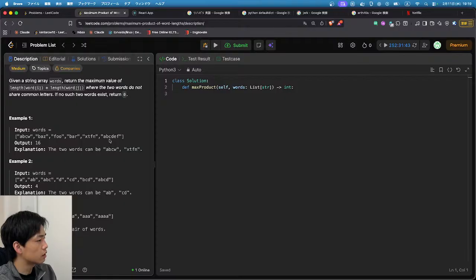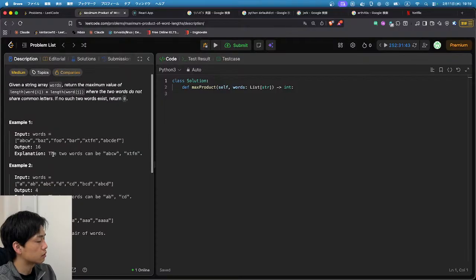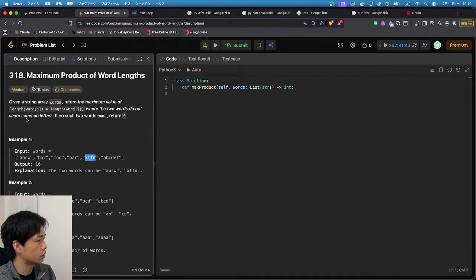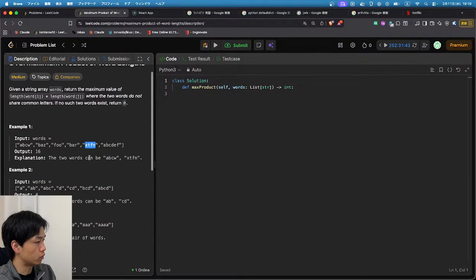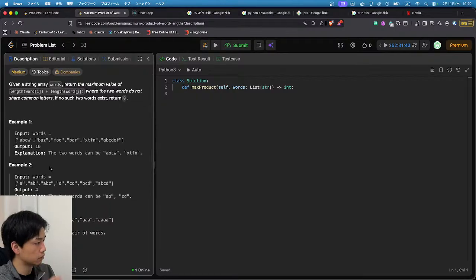In this case, there are two words like ABCW and XTFN. They don't share common letters, and each word has length 4, so the answer is 16.